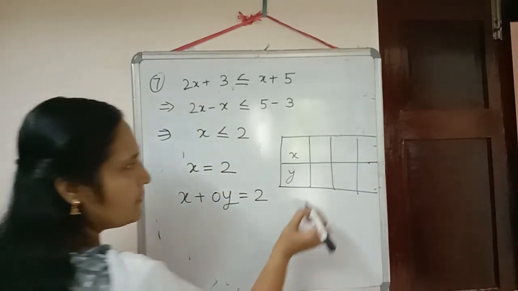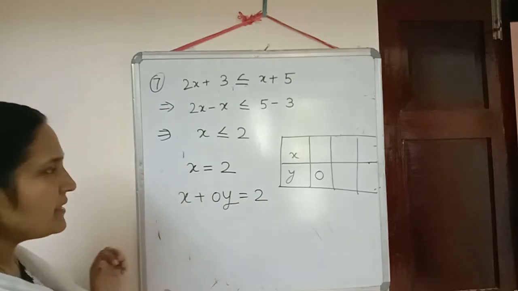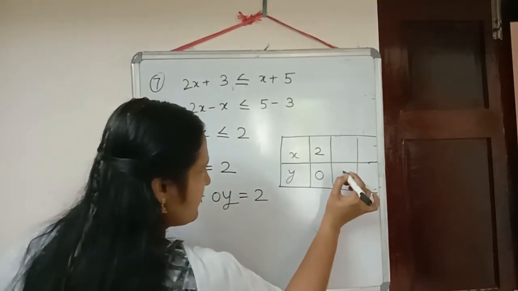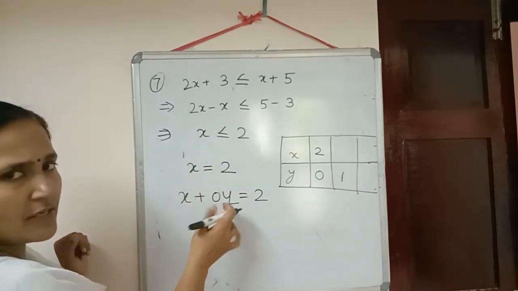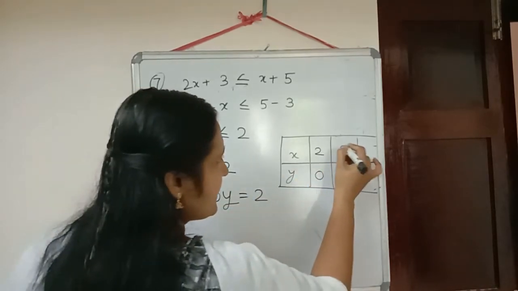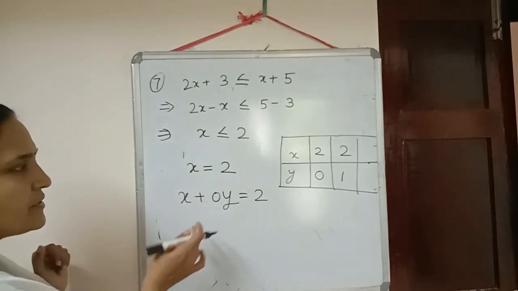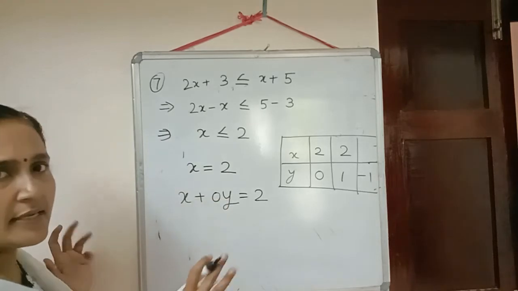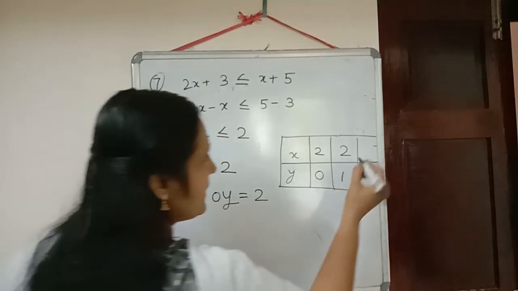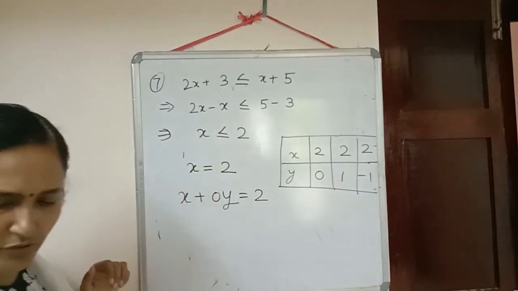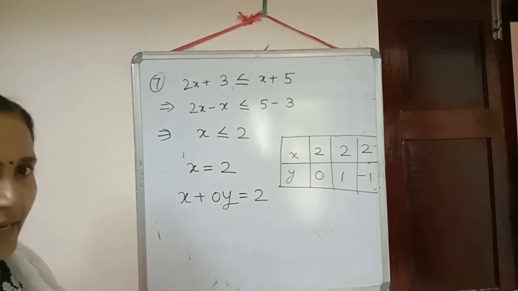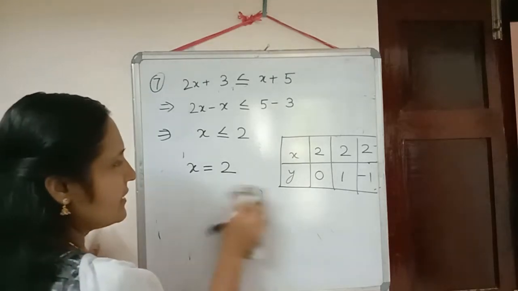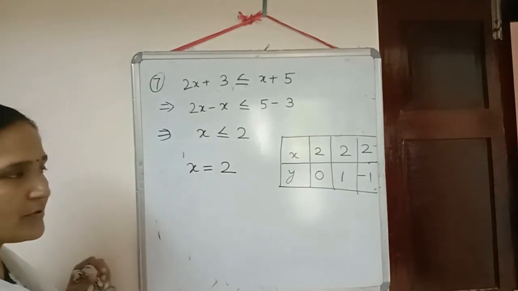First substitute y is equal to 0. What will be the value of x? x is equal to 2. Now substitute y is equal to 1. 0 into 1 is 0, so again we get x is equal to 2. Now substitute y is equal to minus 1. 0 into minus 1 is 0, so again x is equal to 2. Whatever points you take for y, the value of x will remain the same. x is a constant, so we are getting x is equal to 2.